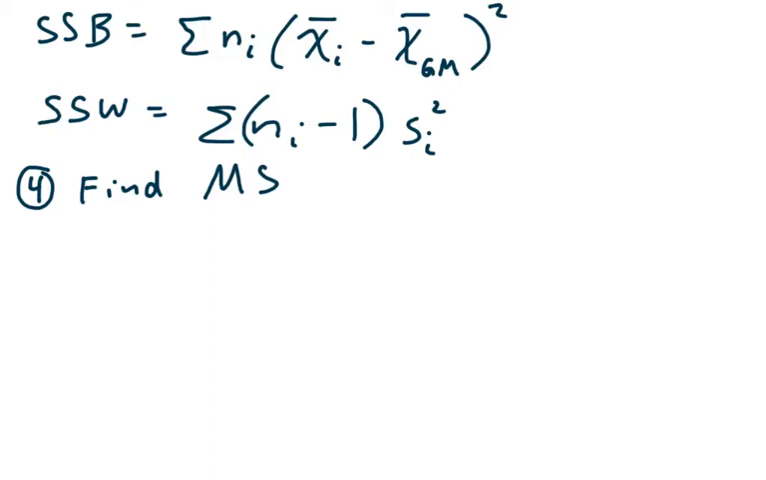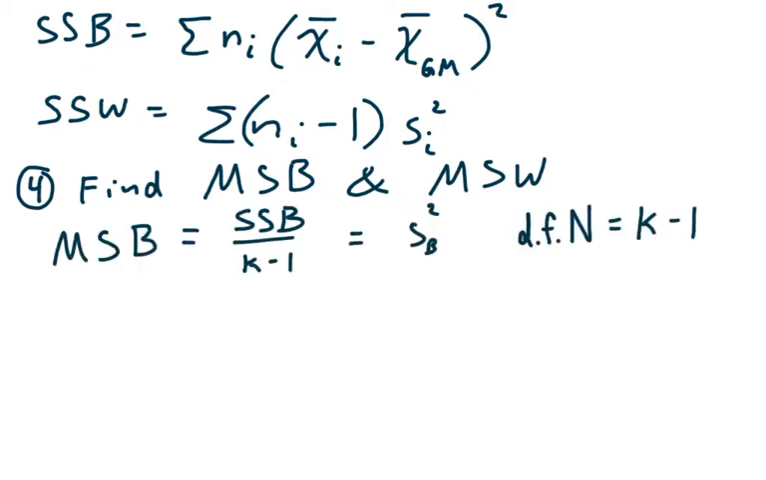Stage 4, we're going to go ahead and find our mean squares. So first we just added up a bunch of things. Then we're going to divide essentially by the degrees of freedom to find the mean sum of squares for between groups and the mean sum of squares for within groups. And here are the formulas for those.